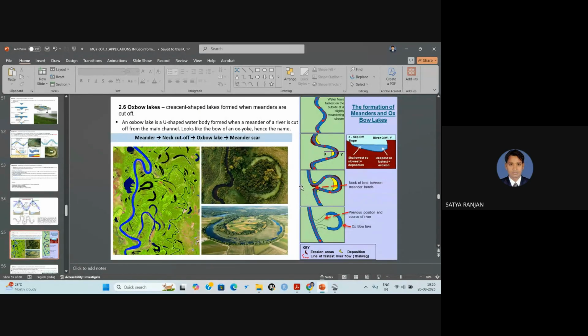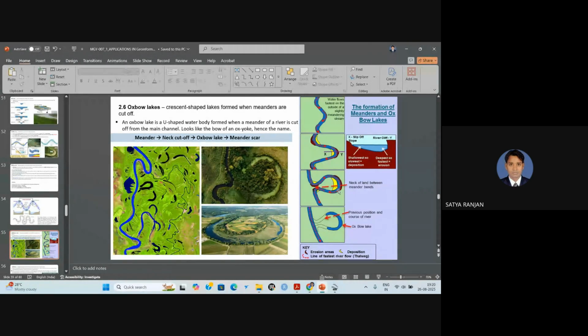Then Oxbow Lake. So Oxbow Lake is formed when meanders are cut off. So suppose there is a meander. The yellow part is the deposition and the red part is the erosion. So this is the erosion, gradually eroded. Then this shape is created.